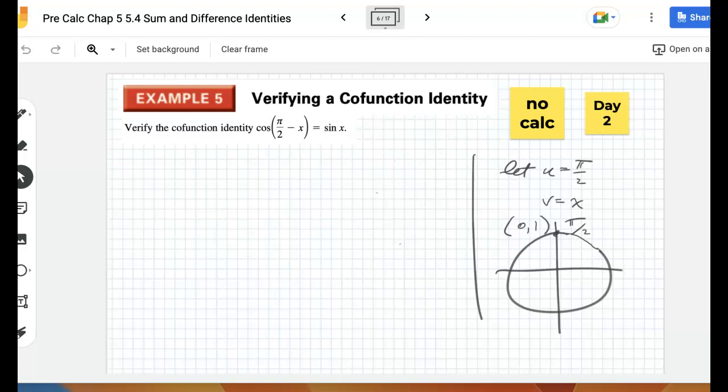Okay, welcome to the screencast. We are with Chapter 5, Section 5.4, using the sum and difference formulas. In this case, the example is to verify one of the cofunction identities.